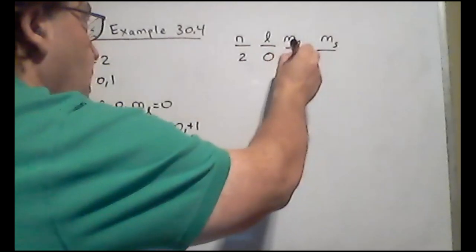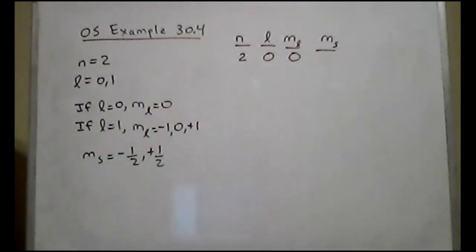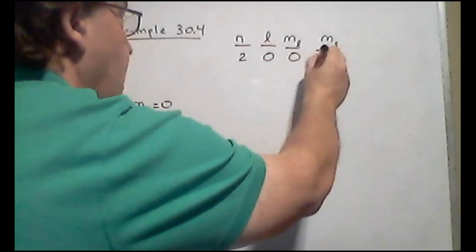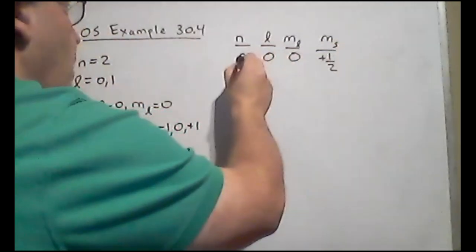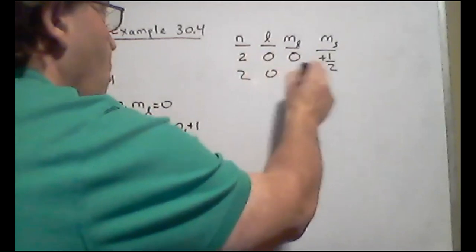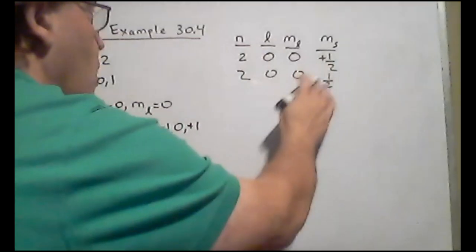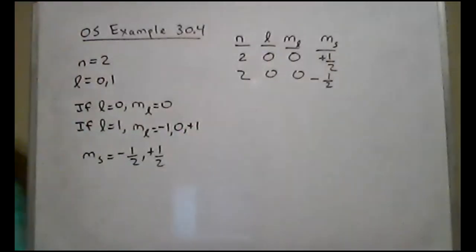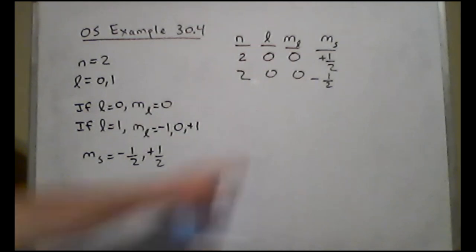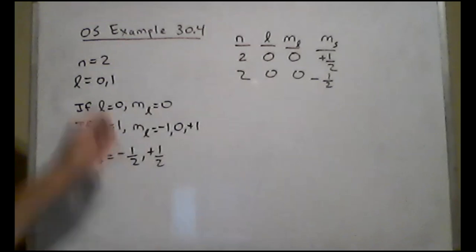By the selection rules, if L equals 0, M sub L has got to be 0. Well, there are two possible spins, spin +1/2 and spin -1/2. So I have one that's 2, 0, 0, +1/2, and 2, 0, 0, -1/2. Those are two electrons that can go in the 2s subshell. That's it for L equals 0. Now L can be 1 as well.